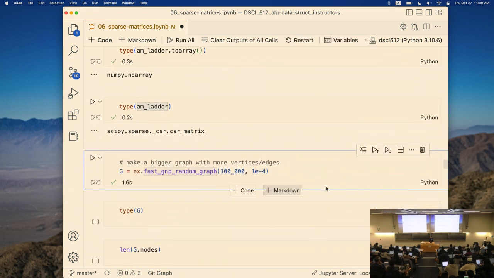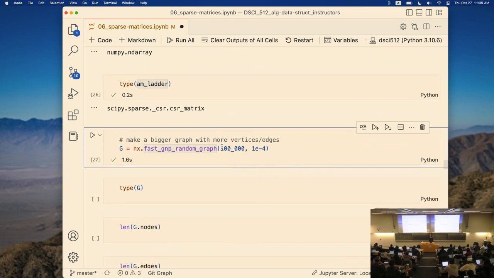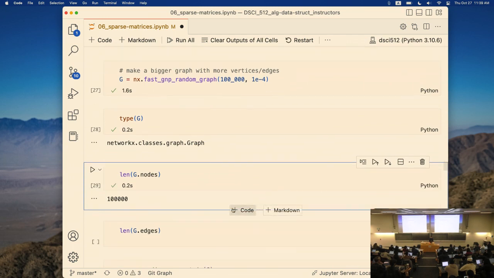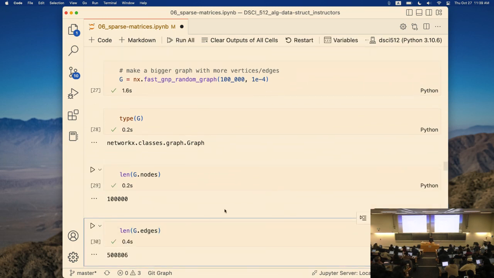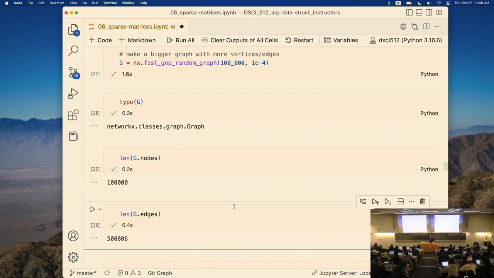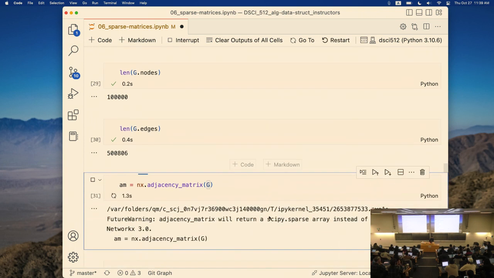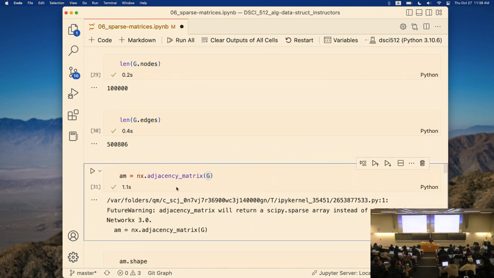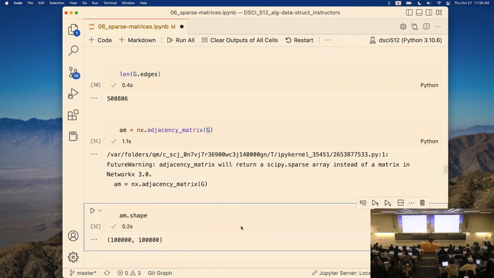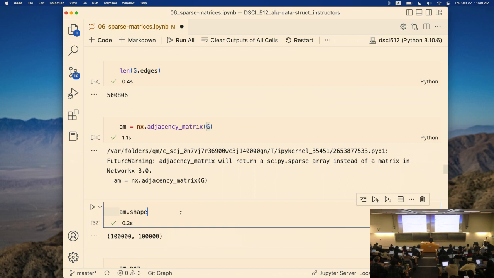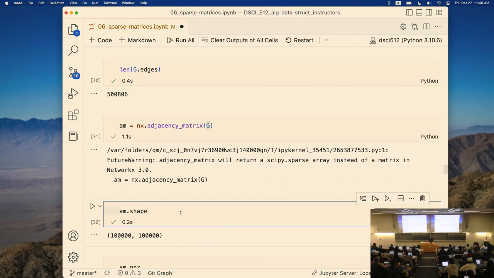Okay, let's make a bigger graph here. 100,000 nodes. We have this many nodes, and it's randomly connected. We have 500,000 edges, so an average of 5 edges per node. And if I check out the adjacency matrix, yes, it's of type scipy.sparse. Check out the shape. Note that although it's represented as a sparse matrix, the shape, when we inspect that, is what we expect it to be, so a two-dimensional matrix.